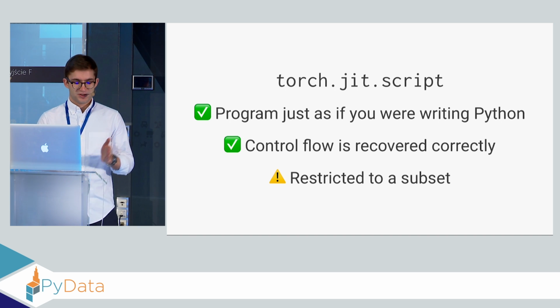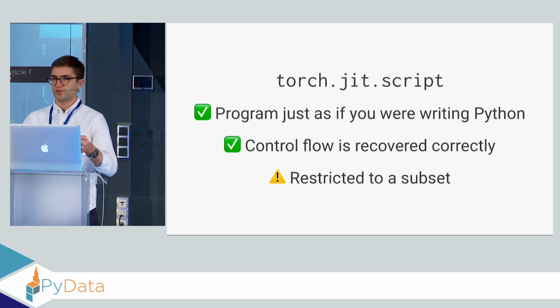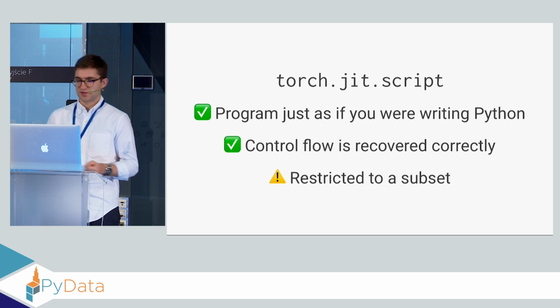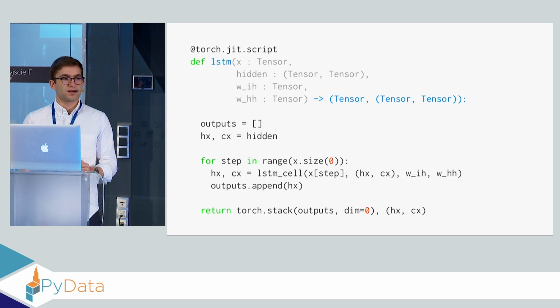And we'll simply statically analyze the source of the functions that you annotated like this. So control flow is recovered correctly because we'll see that you have an if or a loop inside your function. But again, you're restricted to this subset. And the cases where this is useful, for example, are recurrent neural networks. So basically, this is a function that computes a recurrent neural network. And why this is important is because you have this loop which depends on the size of the tensor.